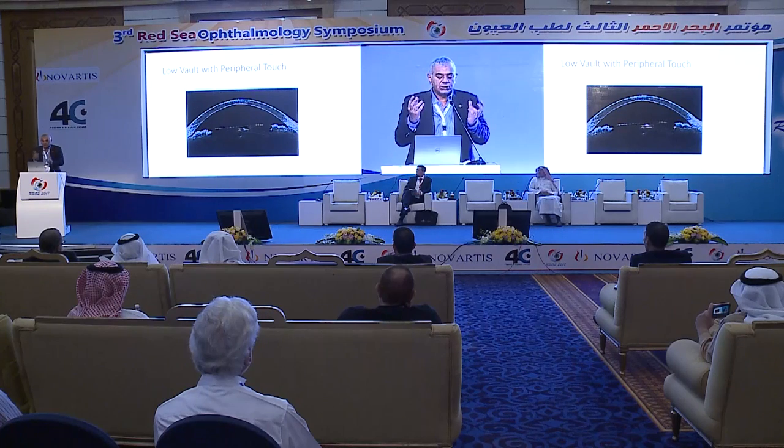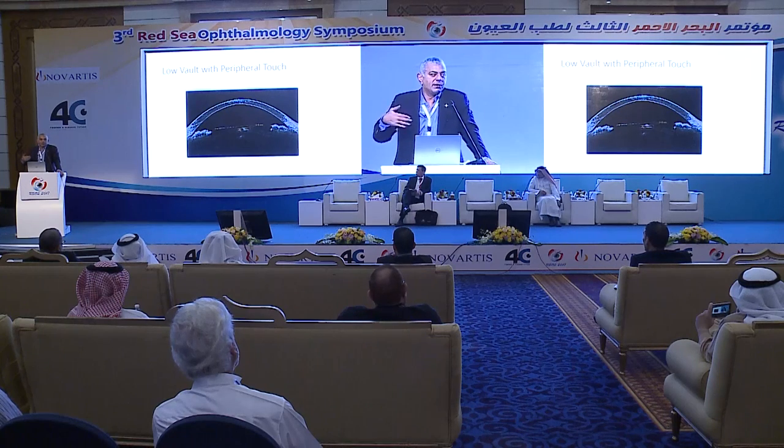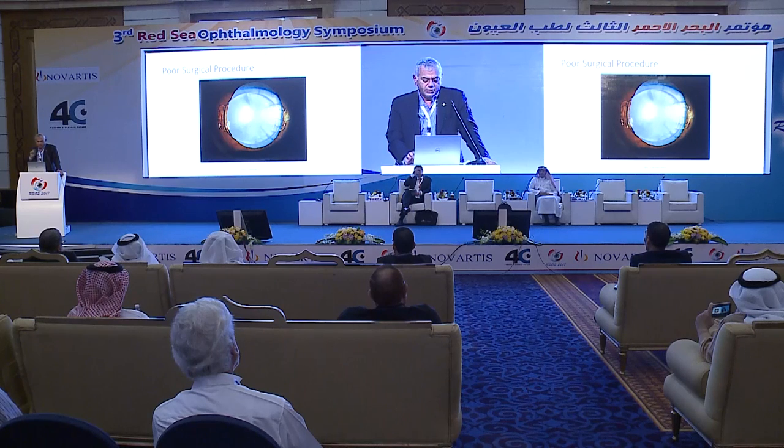This is an OCT showing a good vault, about 500 microns from the crystalline lens. This is a low vault. And remember that low vault per se is not the problem. The problem is to have peripheral touch with the ICL. If the ICL is touching the crystalline lens at the periphery, even if you have a central good vault, then there is some sequestered aqueous with toxic metabolites building up here, and this is the cause of metabolic cataract that you see in the anterior chamber, the anterior subcapsular cataract.